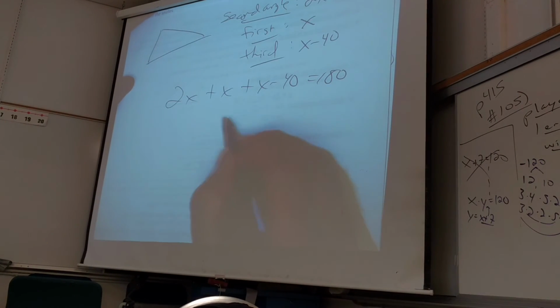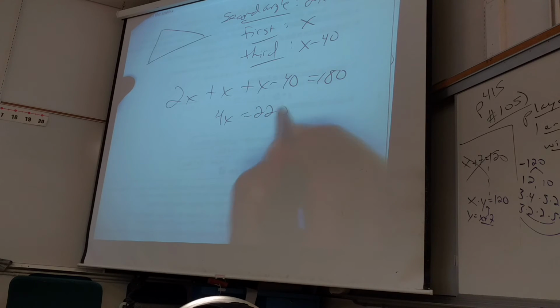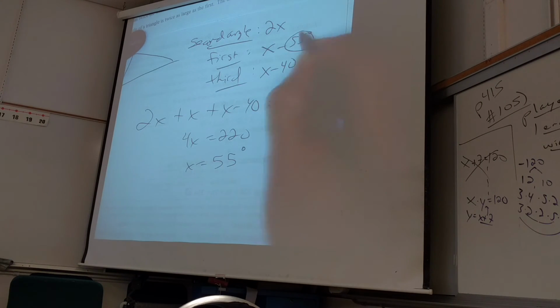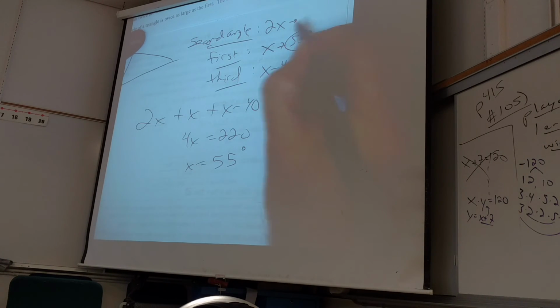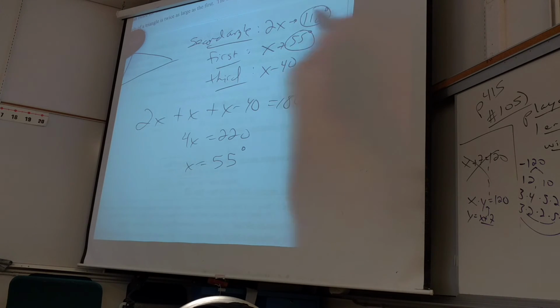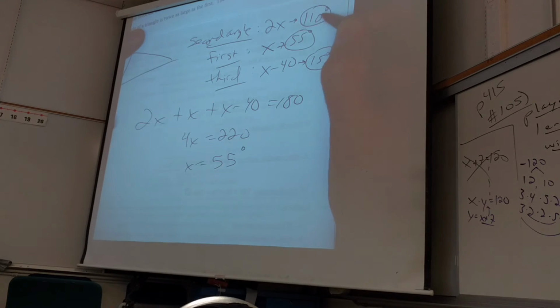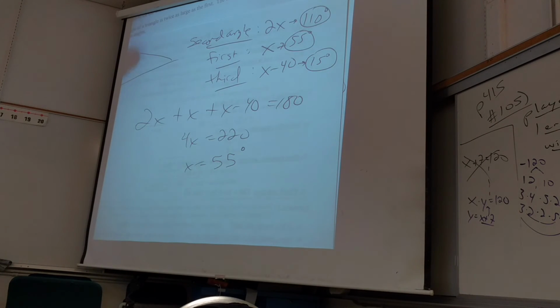So now this is the easy step. 4x, add the 40, divide by 4. 55. Good. So the first angle is 55 degrees. The second angle is 110. And the third angle will be 15 degrees. And then they all do add up to be 180. I can check it. Yep.